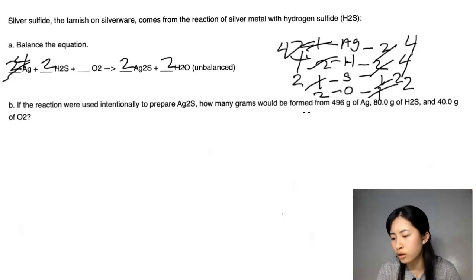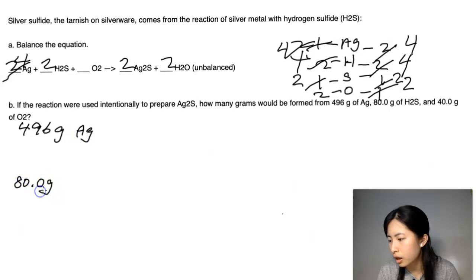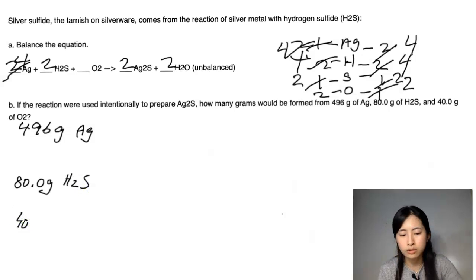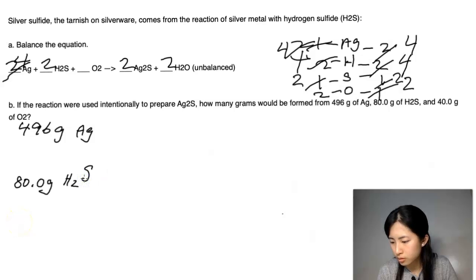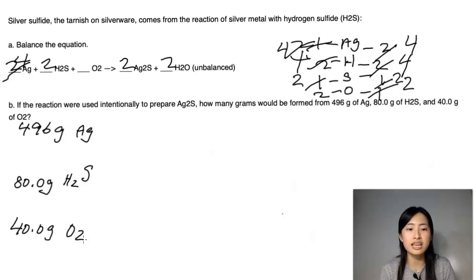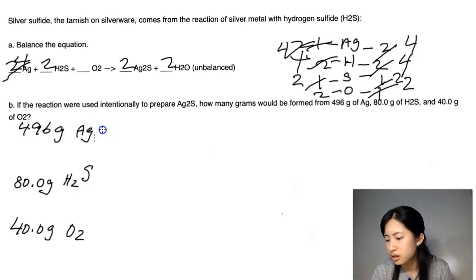So you start off by listing all of your reactants, which is 496 grams of silver, 80 grams of hydrogen sulfide, and 40 grams of oxygen. Everything is in units of grams. Therefore, we need to get to moles in order to use stoichiometry based on our chemical equation. In order to get to number of moles, you need to use the molar mass.